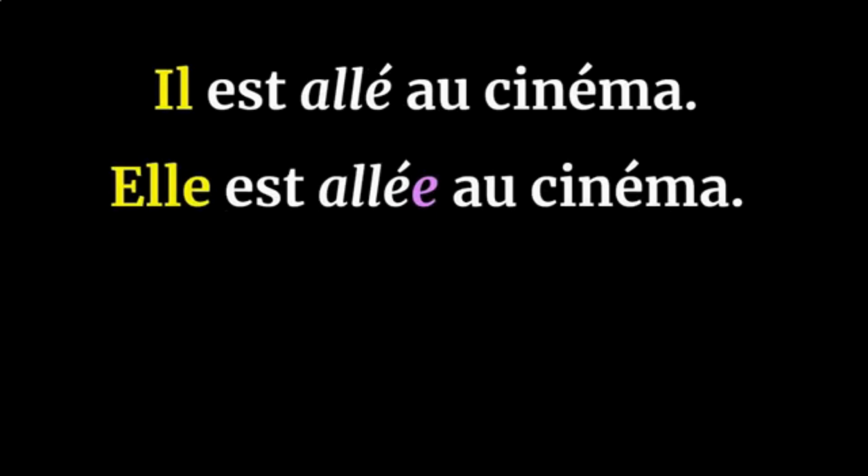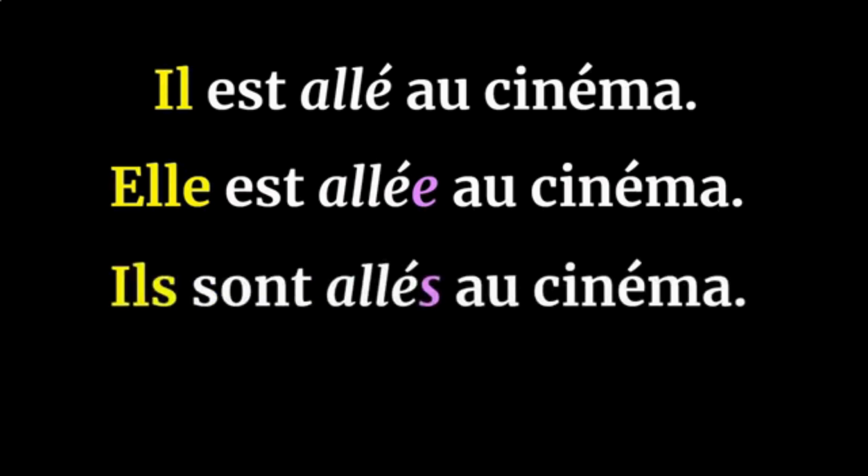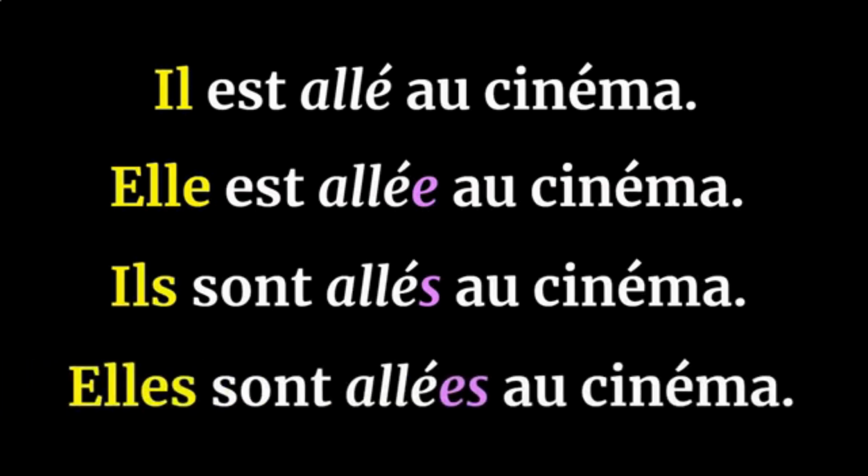One thing you have to know with these Dr. and Mrs. Vandertramp verbs is that you have to make sure the past participle agrees in gender and number with the subject. So for elle est allée au cinéma, you add the E because it's a female subject doing the action. For ils sont allés, you add the S because it's a group of males, or a group of males and females doing the action. And for elles sont allées, you add the ES because it's a group of females doing the action.